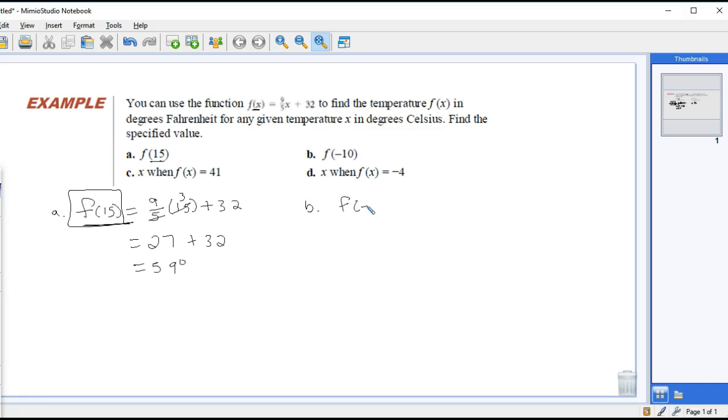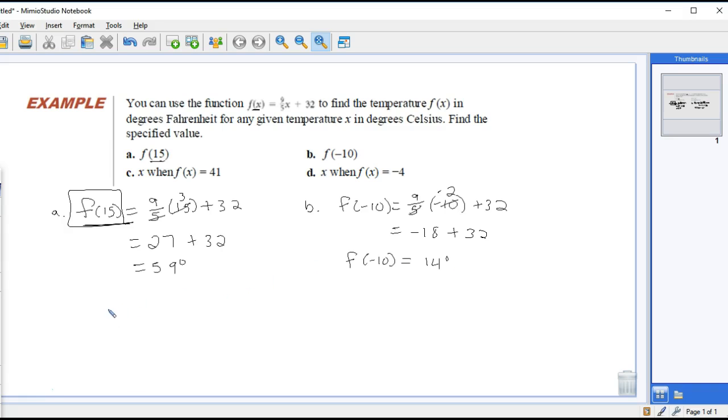Now let's do B. F of negative 10. So that means we're going to have f of negative 10 equals 9/5. Instead of x, we're going to put in a negative 10 plus 32. All right, so 5 and 10, well, I can drop those down. This is going to be a negative 2. Don't forget the negative. So that's going to be negative 18 plus 32. So what's 32 minus 18? And that is 14. So f of negative 10 equals 14 degrees.